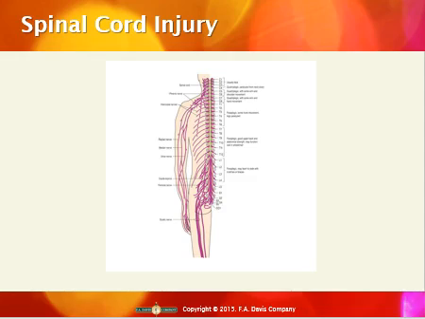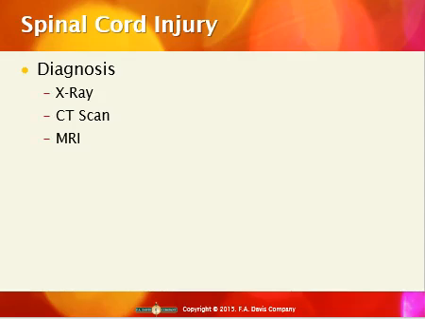Here you can see different spinal cord injuries and where they occur. This image is located on page 1145, figure 48-11, and you can see it much better in the book. Spinal cord injuries can be diagnosed by X-ray, CT scan, and MRI.